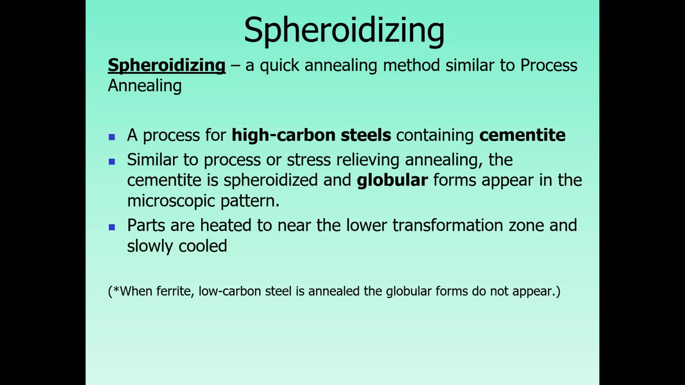Spheroidizing. A quick annealing method similar to process annealing, a process for high carbon steels containing cementite. Similar to process or stress relieving annealing, the cementite is spheroidized and globular forms appear in the microscopic pattern. Parts are heated to near the lower transformation zone and slowly cooled. One note, when ferrite, low carbon steel, is annealed, the globular forms do not appear.